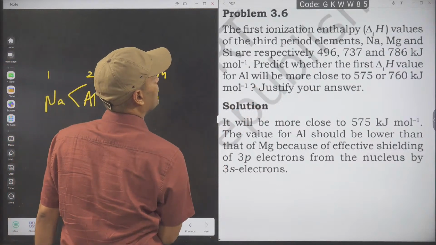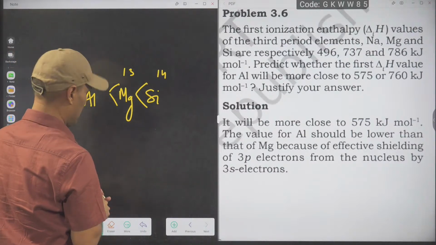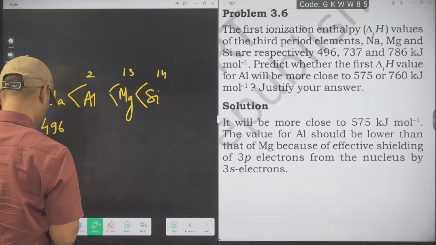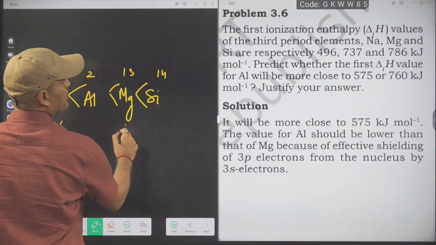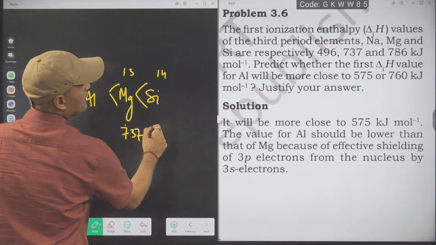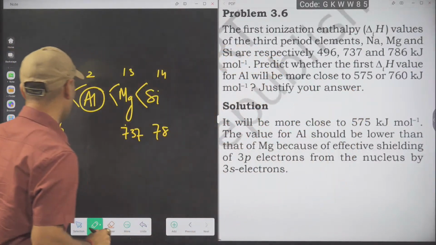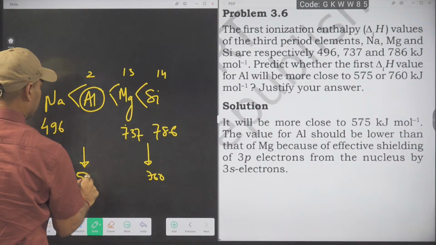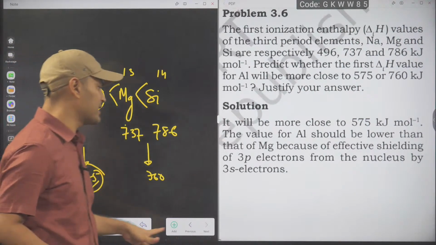Now look, check the values. What data they have given: for sodium 496, for magnesium 737 and for silicon 786. So tell me, they are asking whether aluminium will be close to 575 or 760. See, 760 is here and 575 is here. So tell me, it will be closer to what? Aluminium should be less than magnesium. So this value. Correct? So based on exception, NCERT.